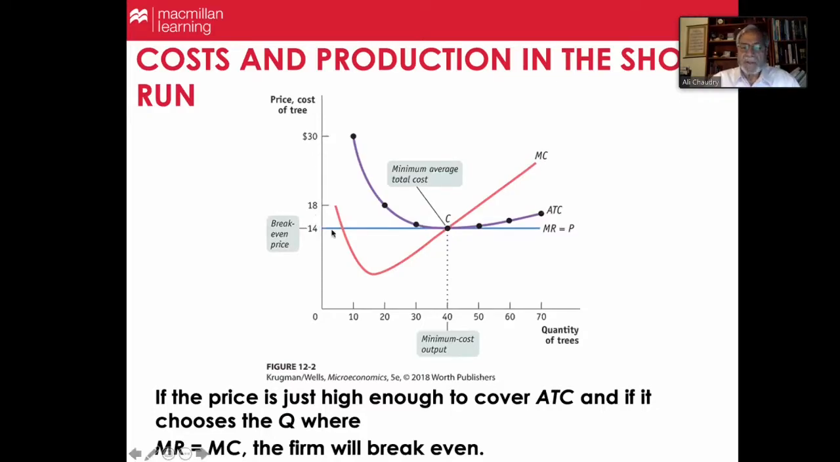Of course, the marginal revenue is still equal to the price in the market. So in this case, the break-even point occurs at a price of $14. And the minimum cost output, or the maximum profit output, is 40 in this case. So if the price is just high enough to cover the average total cost, and if the firm chooses the quantity level where marginal revenue is equal to marginal cost, the firm is breaking even. They're just covering their average total cost.